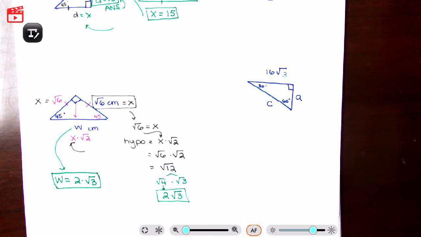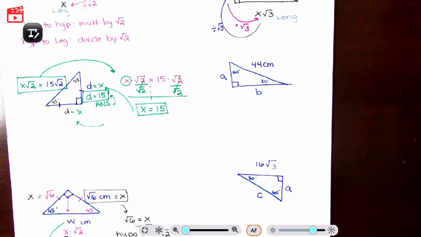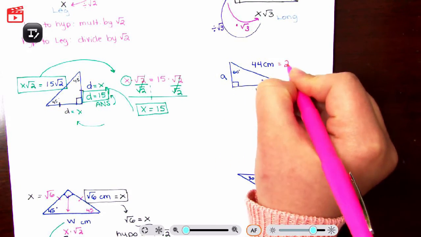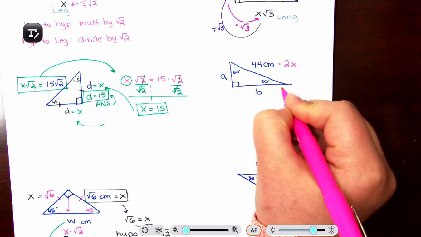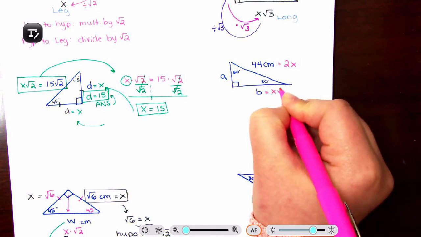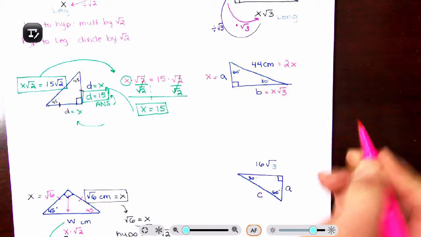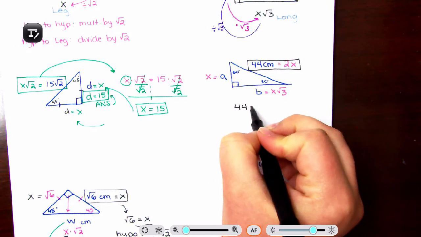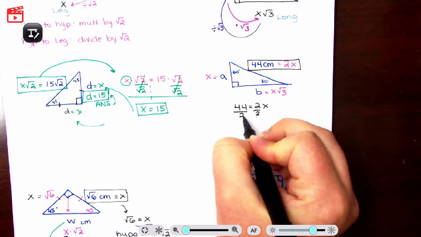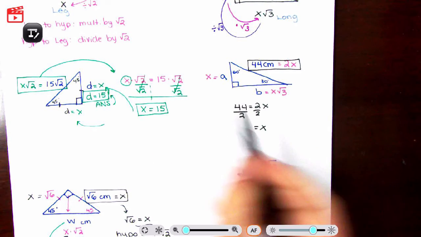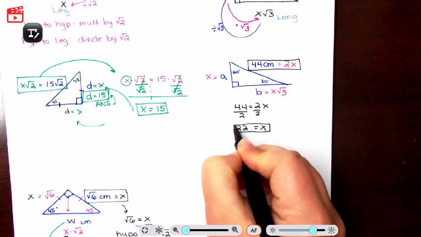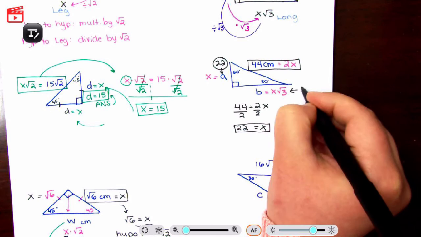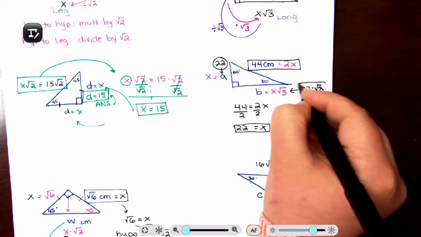Moving on to the 30, 60, 90 triangles. Again, let's label it. First, across the street is your 2x for your hypotenuse. The long side is equal to x root 3, and the short side is equal to x. That being said, you have now found your equation. We got 44 is equal to 2x, divide by 2, divide by 2. X is then equal to 22. So that means this A value is 22. This B value is 22 times root 3, and you are done.